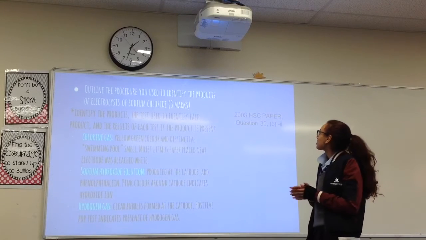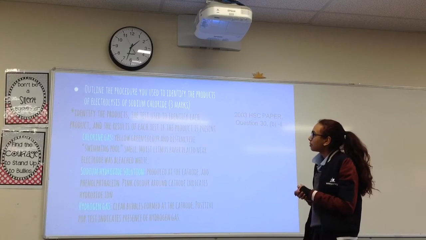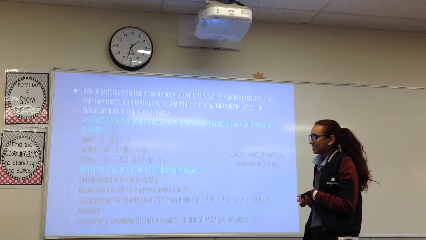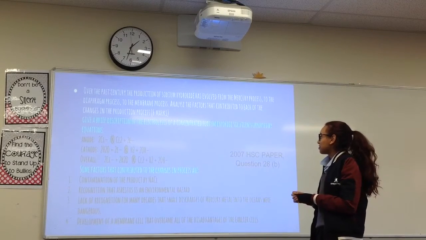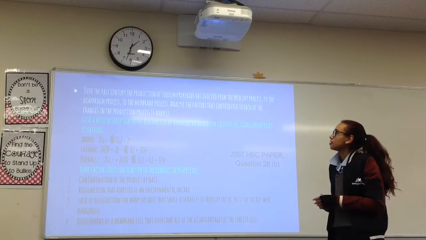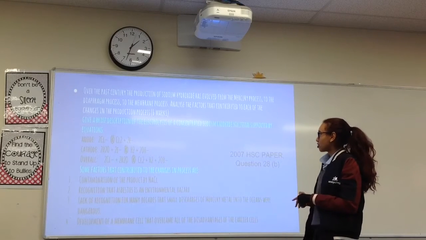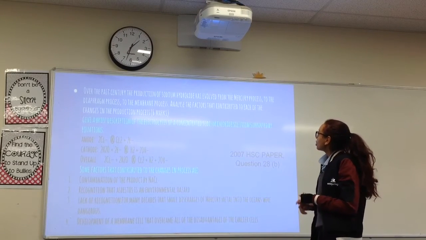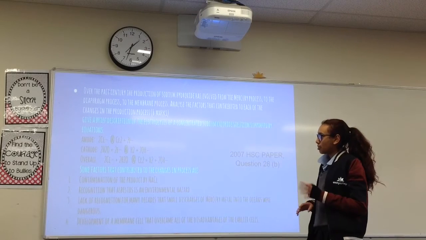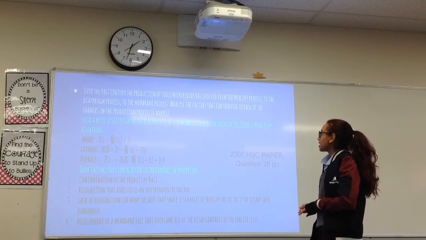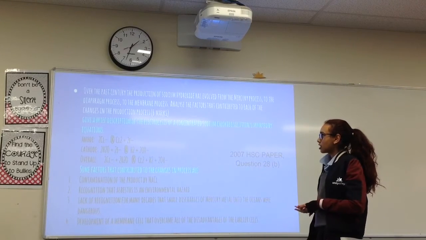Okay, this is another question from the 2003 paper. This is from the 2007 paper. So over the past century, the production of sodium hydroxide has evolved from the mercury process to the diaphragm process to the membrane process. Analyze the factors that contributed to each of the changes in the production process.